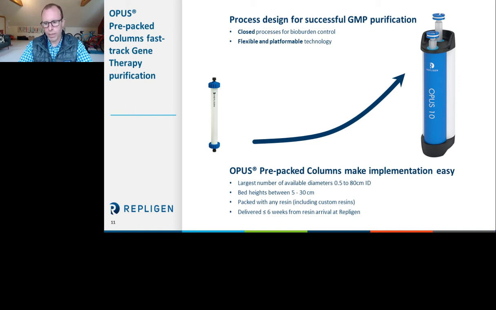So with OPUS pre-packed columns, we make that easy. A large number of diameters are available, bed heights can be configured to the nearest millimeter, and we can pack with resin from any supplier, and that includes custom resins, which are becoming more and more popular. And then finally, these are typically delivered within 4 to 6 weeks from resin arrival at Repligen. Even though the columns are built to order, our operations are optimized to have a quick turnaround to meet our customer requirements.